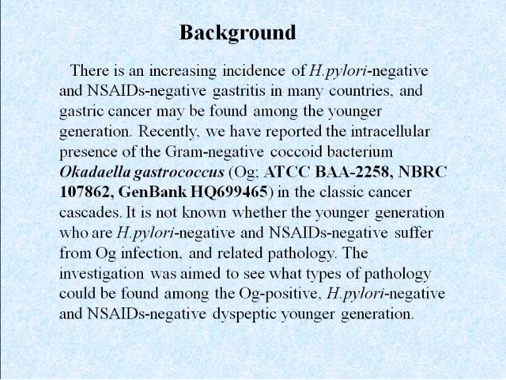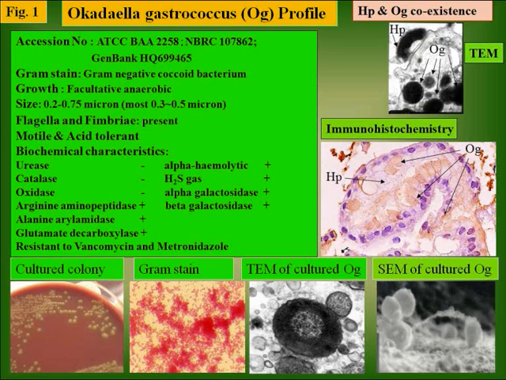As an introduction, I will present the profile of Okadaella gastrococcus. I call it from now on as OG, although you may confuse with my OG accent. The figure shows the nature of this organism. OG is a gram-negative coccoid bacterium, which has been isolated and cultured from the human stomach. At the moment, it is classified as Streptococcaceae by 16S-RNA study.